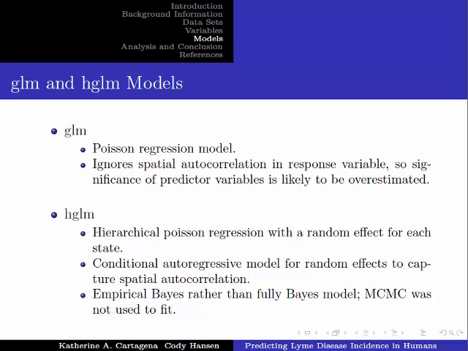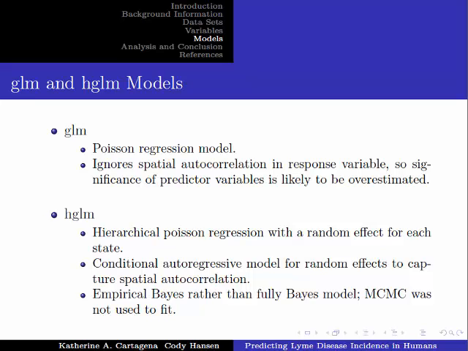Thus, in both models, we link the dependent variable that we assume to be Poisson distributed to the independent variables by taking the natural log of our dependent variable. This changes our dependent variable from a strictly positive discrete dataset into a continuous dataset.